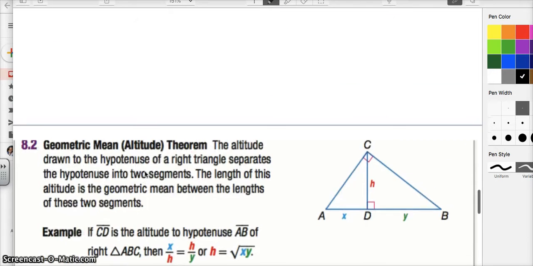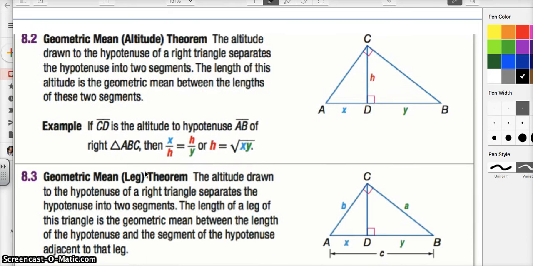So let's get into some other cool theorems that we have. Do you say cool theorems at home? Mom, I learned some cool theorems. Probably not, but these are cool.